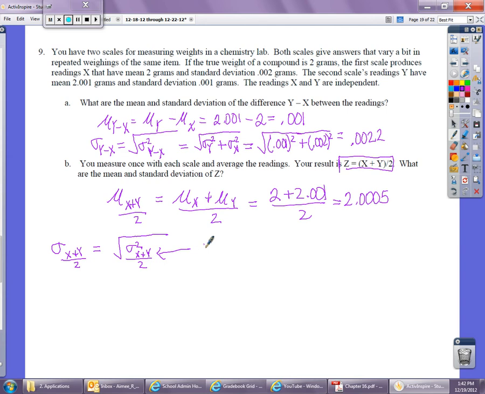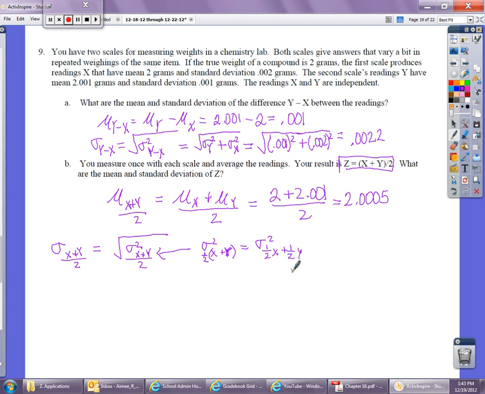Now, rewriting this, I'm taking the variance of x plus y and half of that. Well, how can I rewrite half? If I don't want to write divided by 2, is dividing by 2 the same as multiplying by 1/2? Of course it is. So I'm actually taking half of x plus y. Well, that is the same as the variance of half x plus half y.